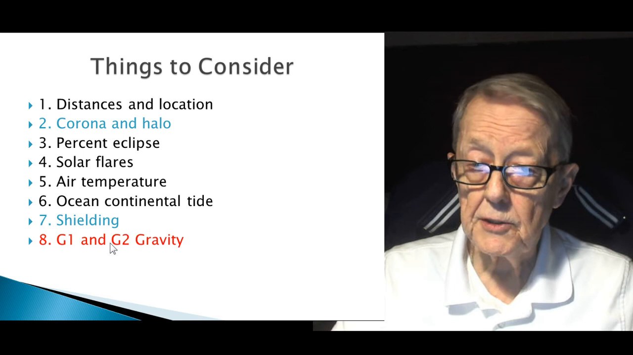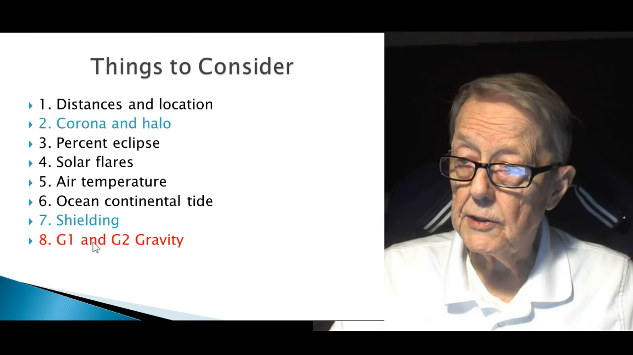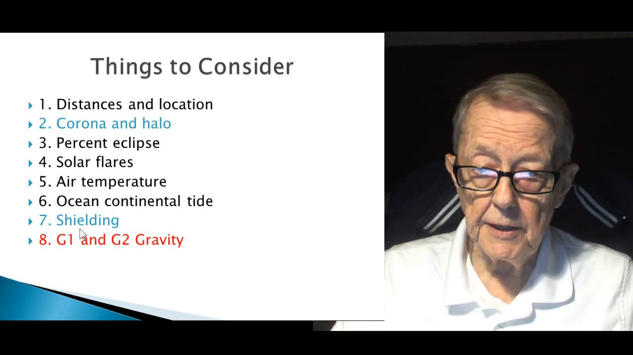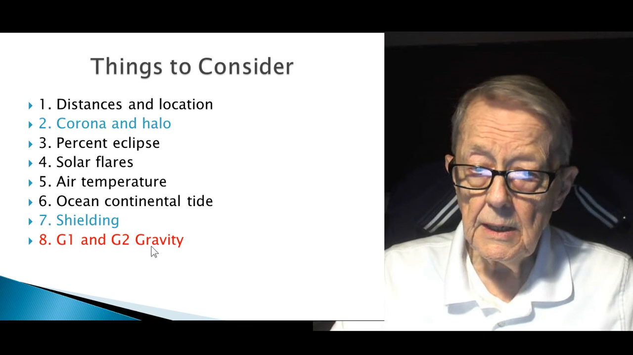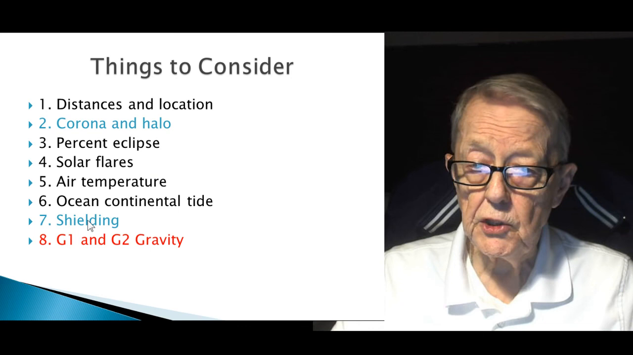Since then, starting in 2015, I now have some other ways to explain it. Of course, I had gravity. G1 is Newtonian gravity. I didn't have G2 gravity. And so the next time I'm going to use the corona, the halo, the shielding, and both gravities to try to explain these in a little bit more detail.